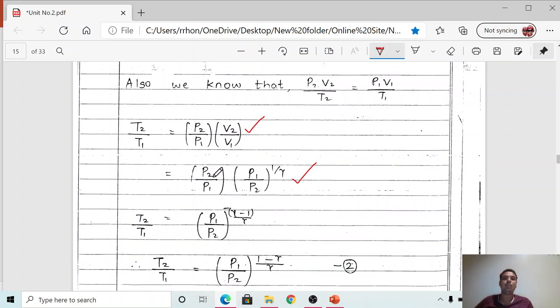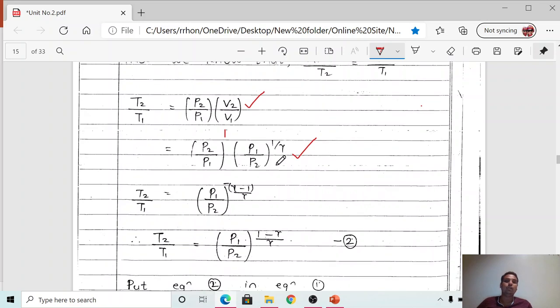So we have to match both terms and take the same term on each side. Here is P2 by P1 raised to 1, nothing is written there, that's why the power is 1, and here is P1 by P2 raised to 1 by gamma. When we replace this with P1 by P2, the power will be negative one.